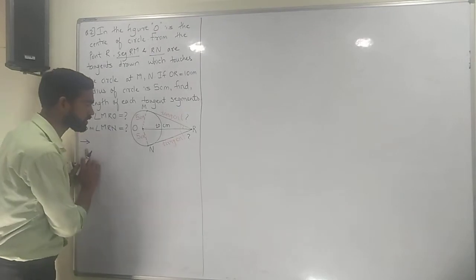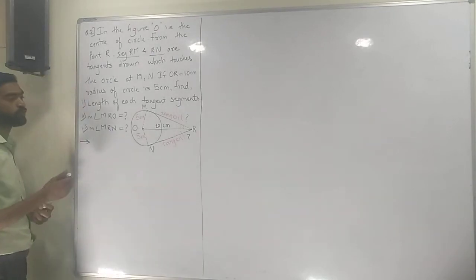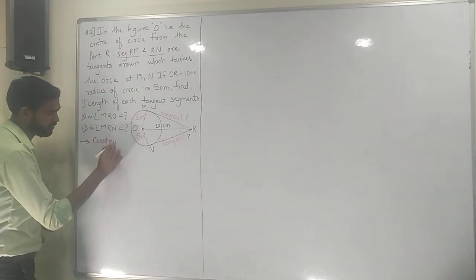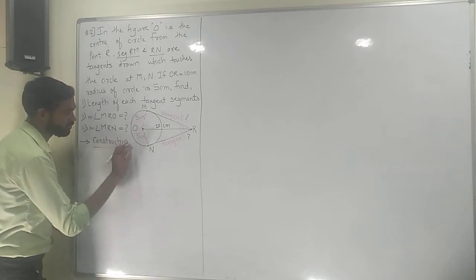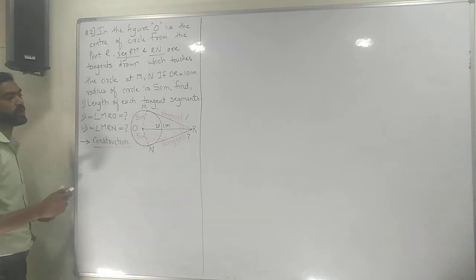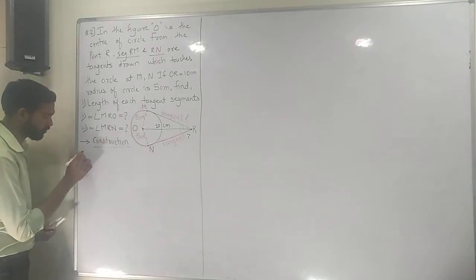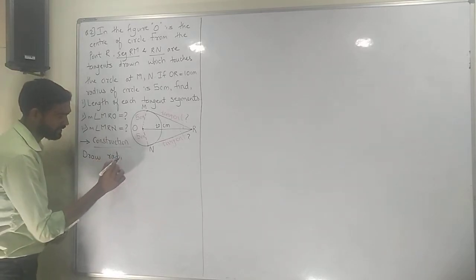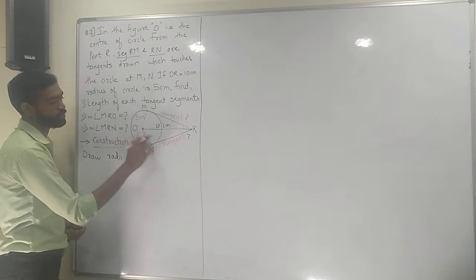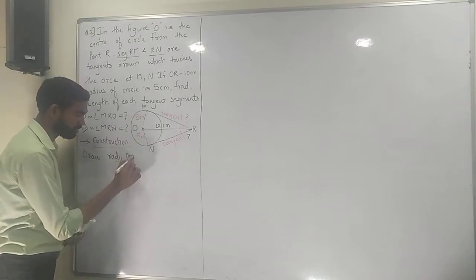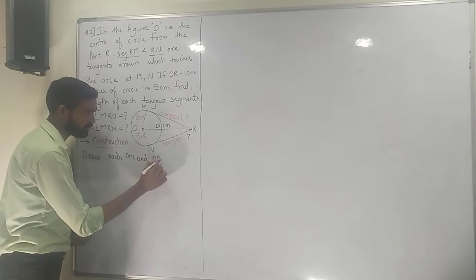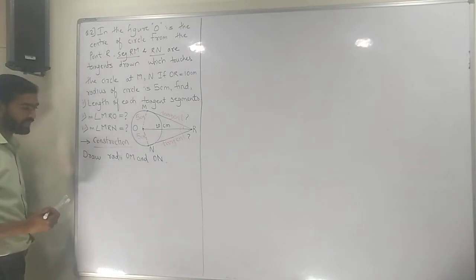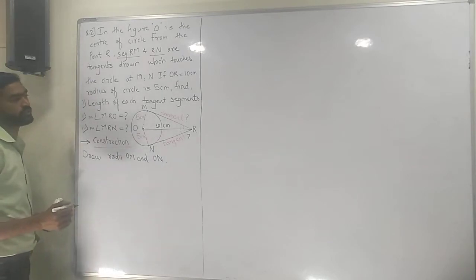Okay, so let's start with the solution. First step. What will we do first? First we'll show construction. So look, what will be my construction? What do I need to show? OM. So we'll write here: draw radii. OM will be a radius. Draw two radii, OM and ON. These are the two radii we drew. Okay? Clear?